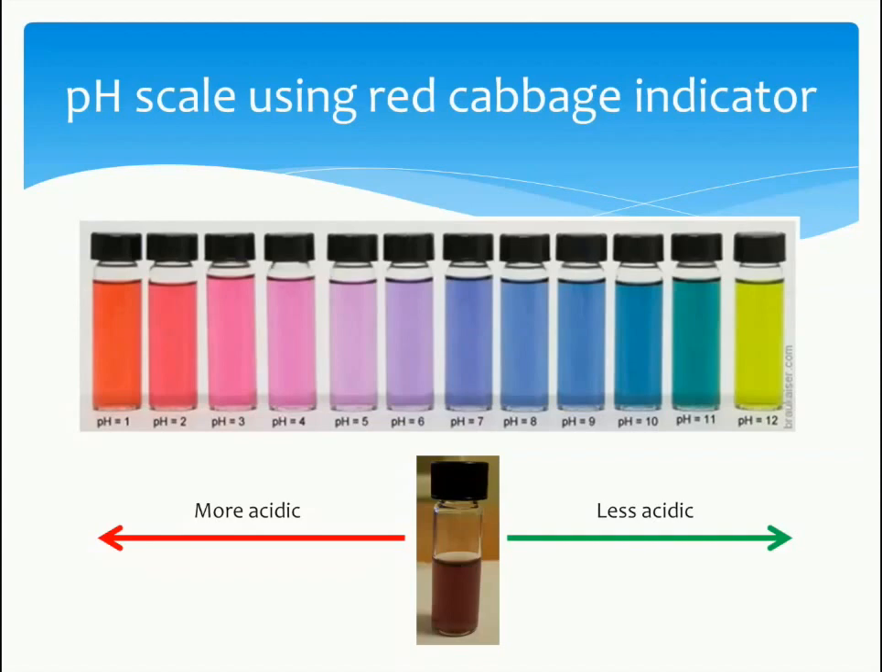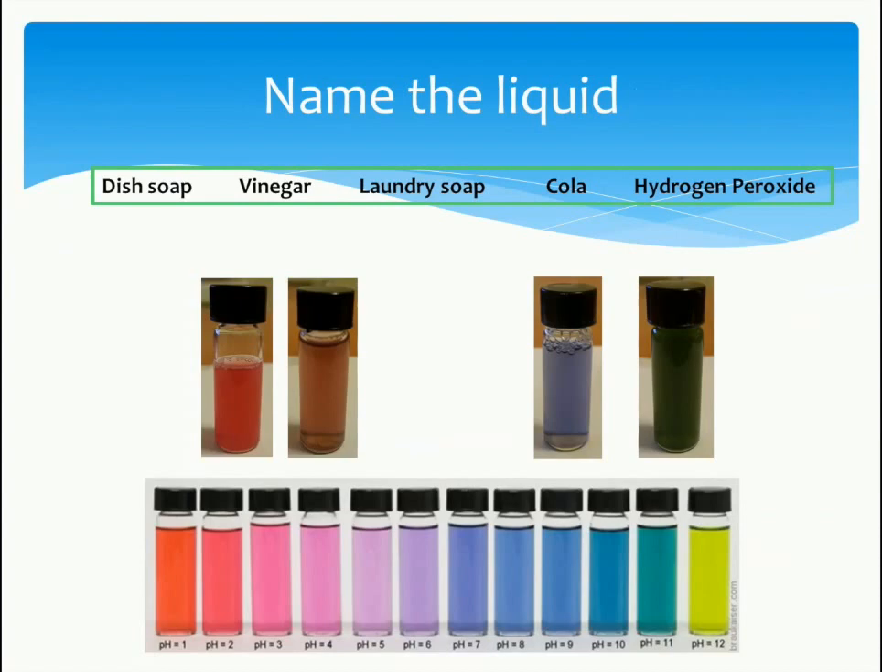Here's the pH scale, except this time it's shown as colors based on the reaction with the pH indicator made from red cabbage. Using the pH scale with red cabbage indicator, try to guess which liquids these are. You can choose 4 of the 5 in the green box. Pause this video until you're ready to see the solution.